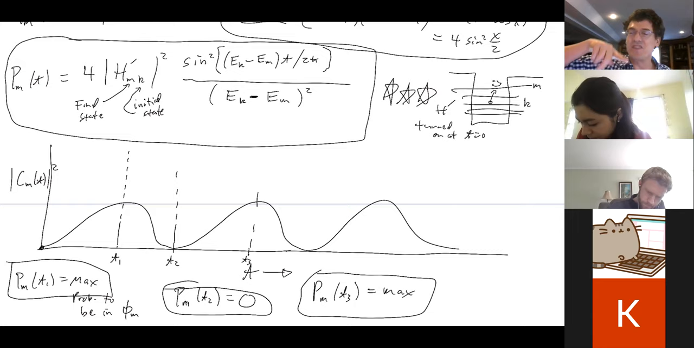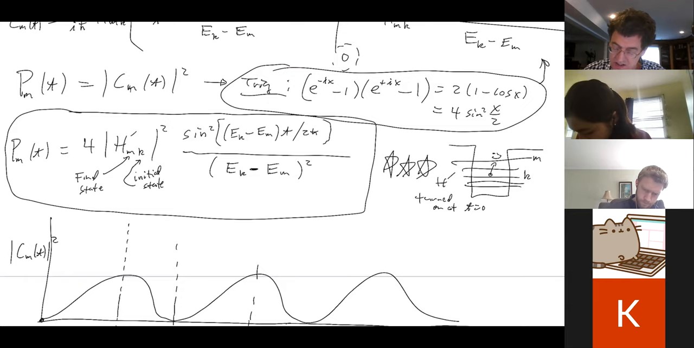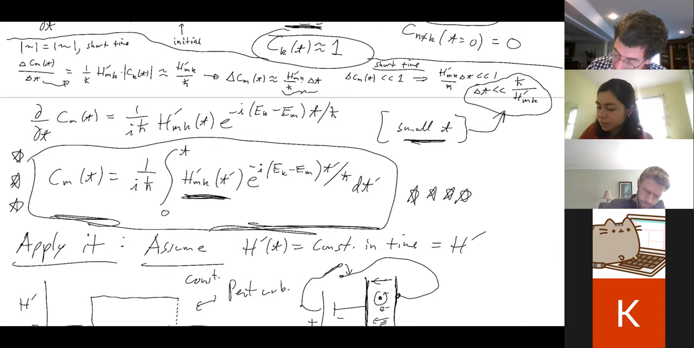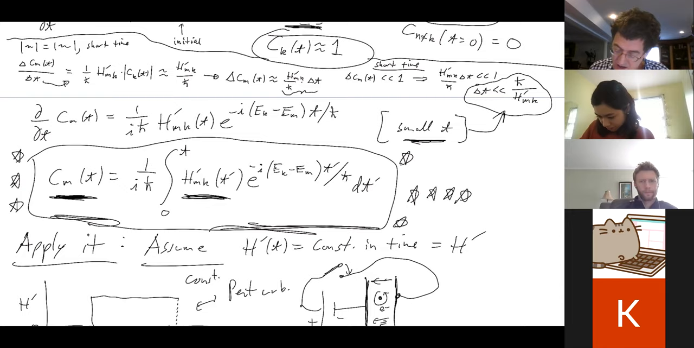But the question then is, what is the physics of it? Where's the physics? Where's the equation we started with? It's right here. Look, this is what I want you to see. See this equation? This is saying that the amount of amplitude in the m state, the green goo that has accumulated in the m state, is equal to the accumulation of this integrand over time.